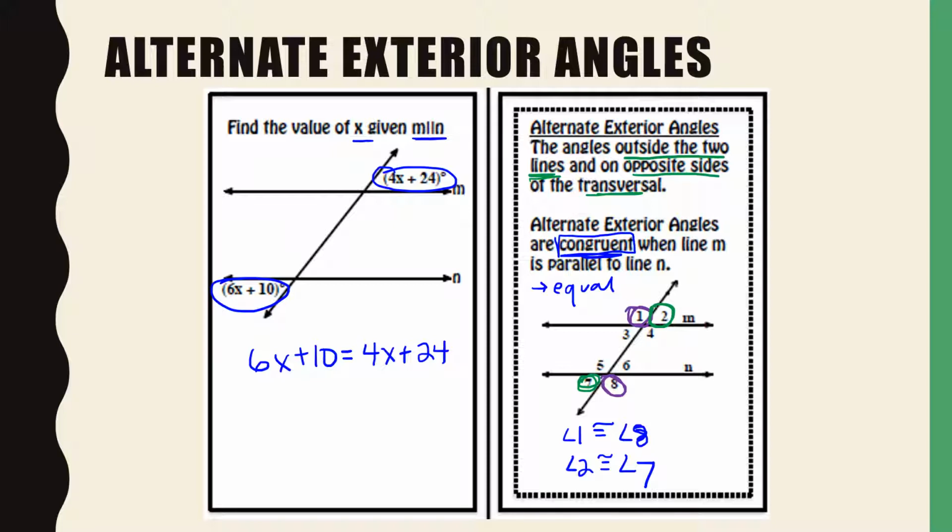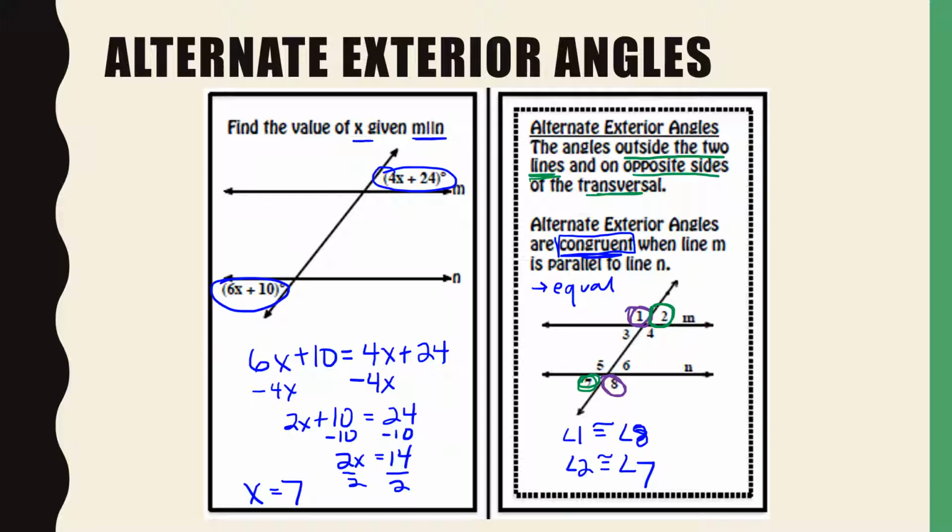The hardest part about these problems is setting up the problem. Understanding the words, understanding the relationship between the angles, and then setting up a problem. From here, we can solve algebraically. Subtract 4x from both sides. 2x plus 10 equals 24. Subtract 10 from both sides. 2x equals 14. Divide by 2, x is going to equal 7.